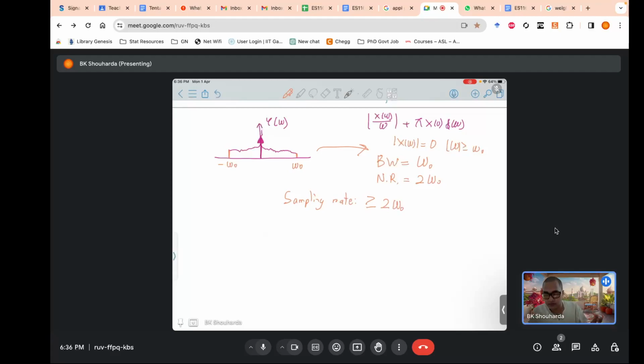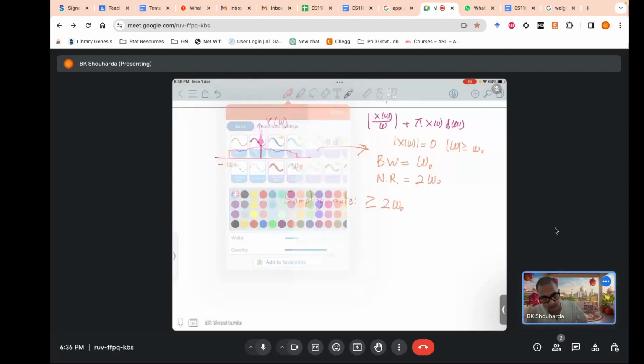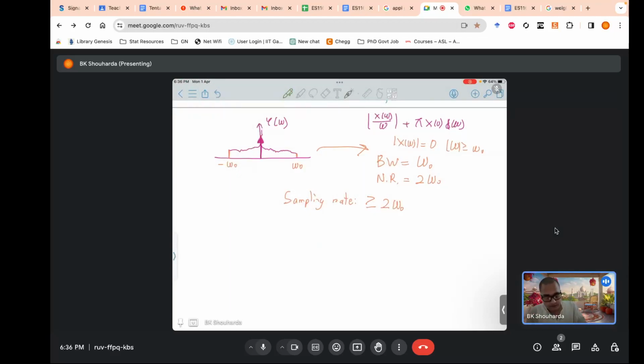Now let's move into the next question. Question 4. Question 4 states the same thing. X of t has bandwidth omega naught. Now you have y of t equals 2 x of t plus 3 x of t minus 3. You have to find the required sampling rate.